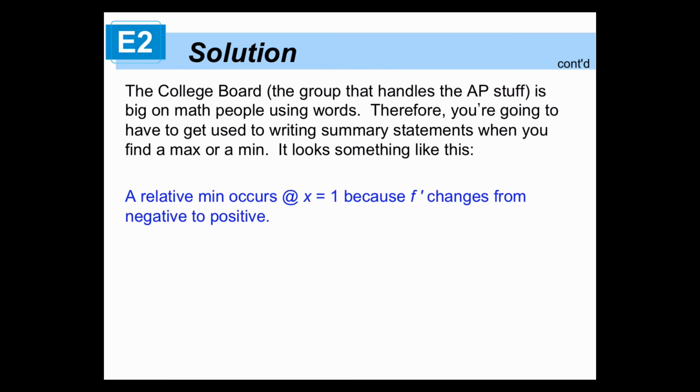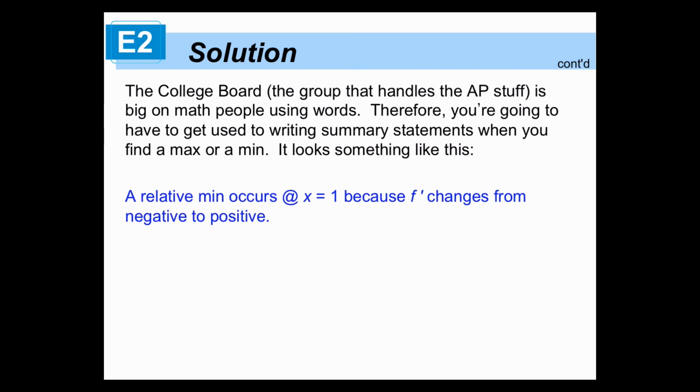2 chunks of information you need to convey. Actually, 3 chunks. Is it a max or a min? Where does it happen? And why does it happen that way? So a relative min occurs at x equals 1 because f prime changes from negative to positive. So that's like what you had to put on, like. Correct. Yep. And this is how you're answering the question.